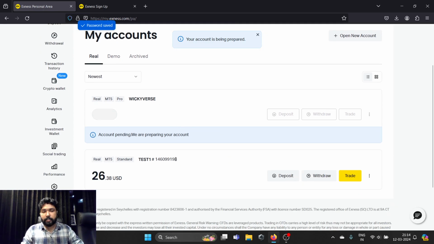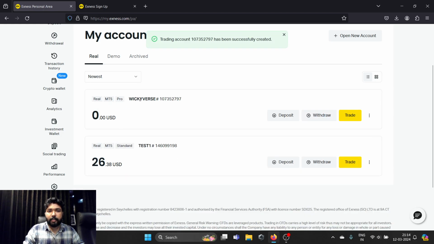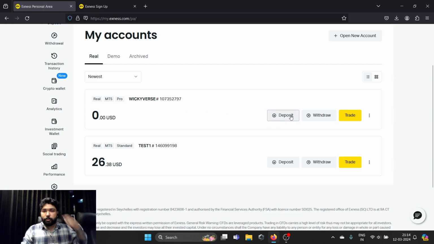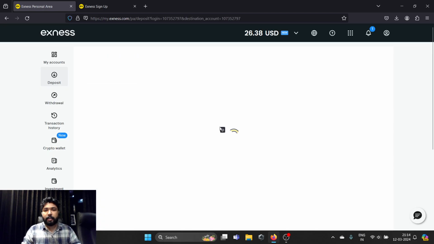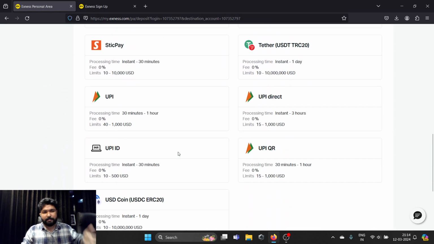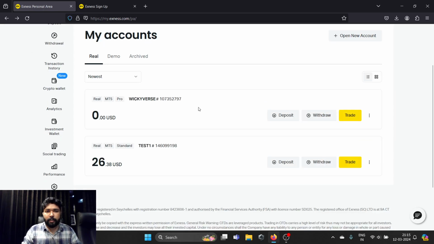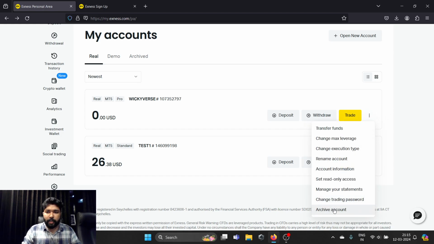So here you can see, previously you saw my one account, which is a real account. And here you can see I have opened a demo account as well. Here you can deposit, withdraw, trade. If you go for deposit, you can see how much money you have to pay. You can pay with all these options, which are practically for the real account. So if you are starting with a demo account, you don't have to do that. You can also archive, delete, or anything you want. If you don't want a particular account in your section, you can completely remove it. Okay, so you don't have to worry.